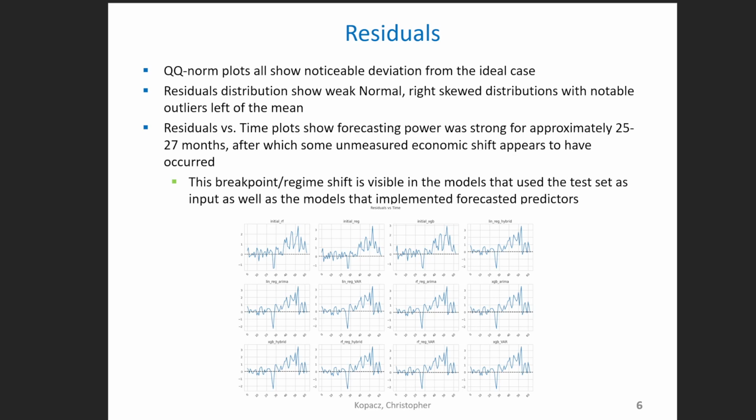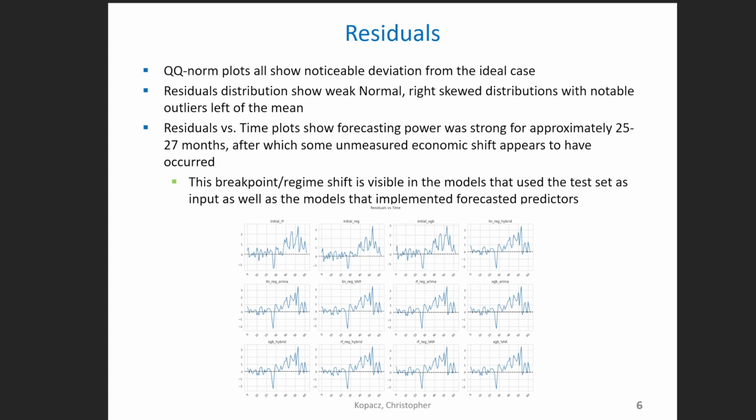More interesting, though, are the residual versus time plots. Up to about 25 to 27 months into the test set, the residuals actually appear to hover around a mean of 0, with fairly standard or constant variance. At 25 to 27 months into the test set, however, there appears to be a substantial shock or even a regime change. Some sort of economic factor that isn't accounted for in the data takes place.